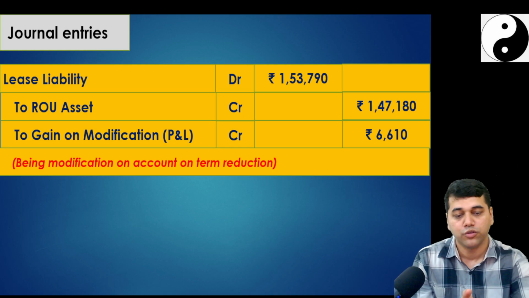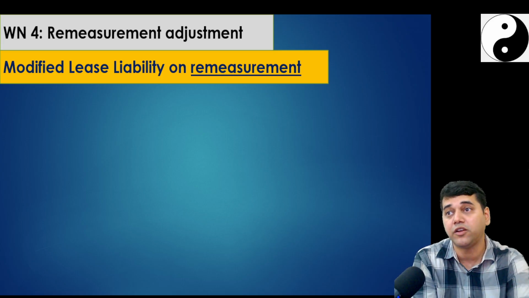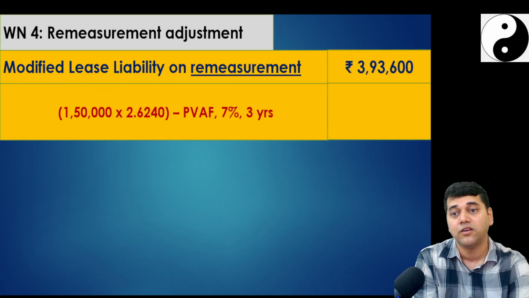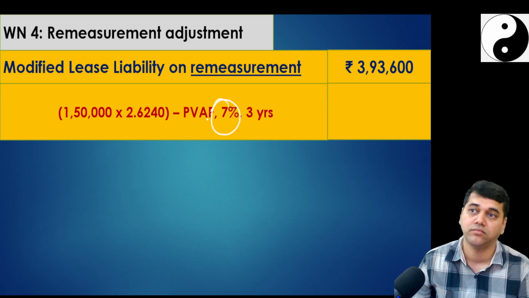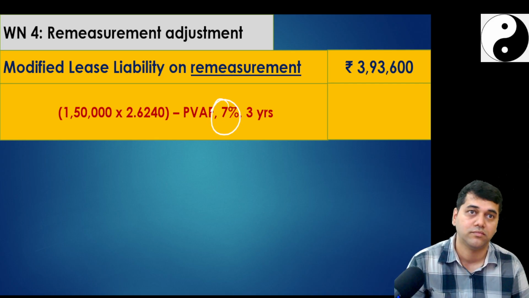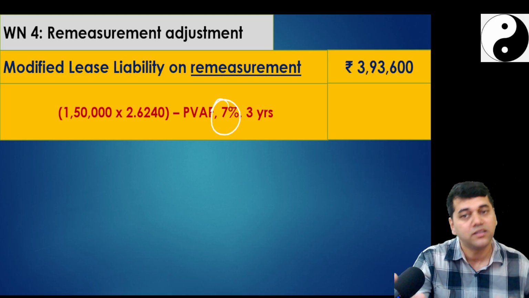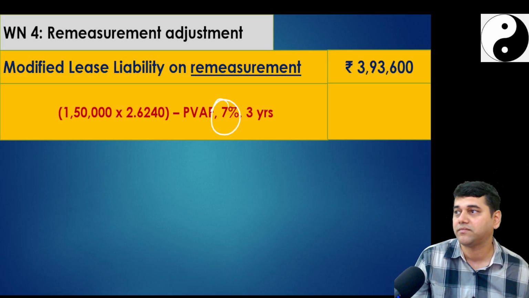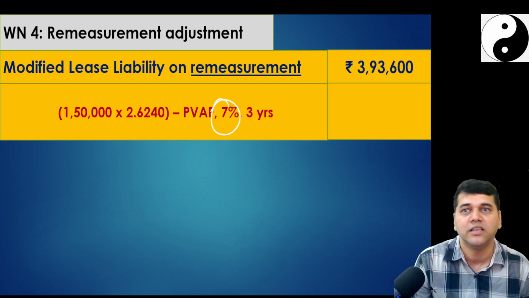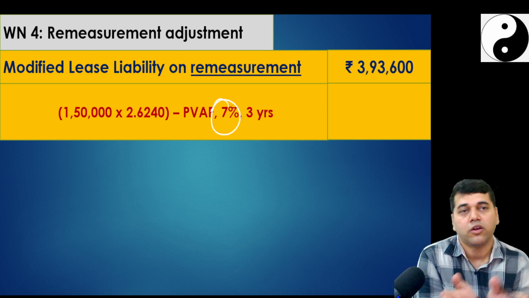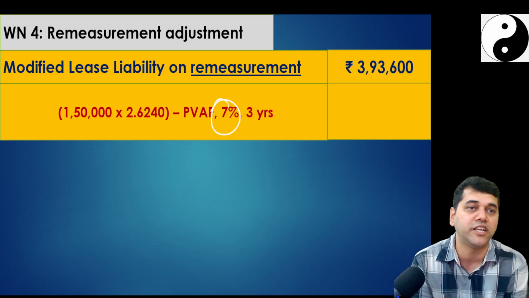So we'll do the remeasurement. What is my modified lease liability on remeasurement together? 1,50,000 into the present value factor for 7%. That's why we separated both. We said term is first, consideration is second. And my adjustment, whether the consideration changes on its standalone basis or consideration changes because of the increase in the quantity, what is my journal entry in both the scenarios?